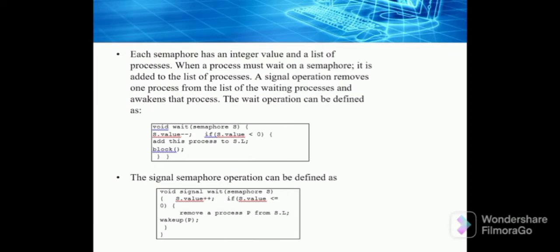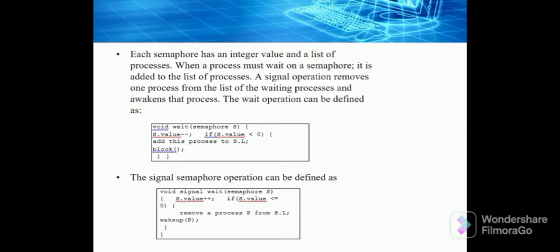Each semaphore has an integer value and a list of processes. When a process must wait on the semaphore, it is added to the list of processes. A signal operation removes a process from the list of waiting processes and awakens that process.